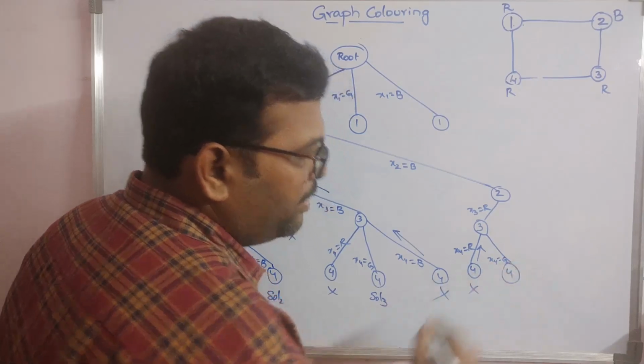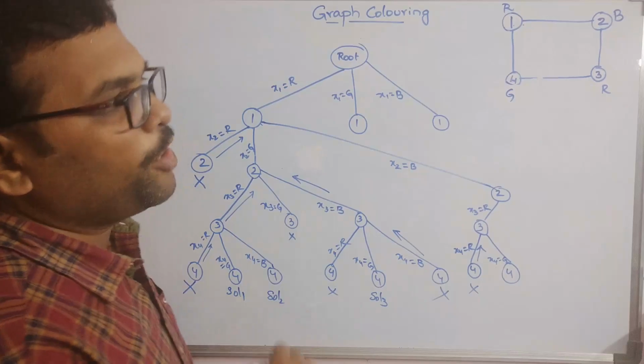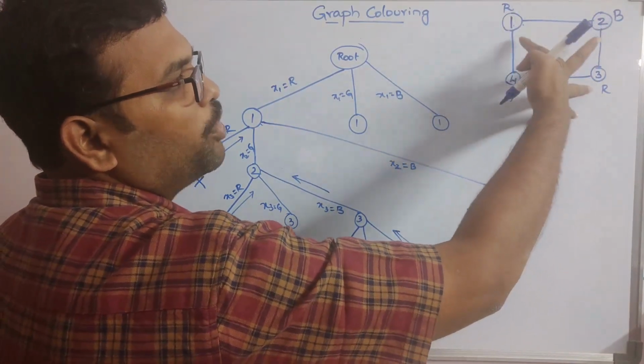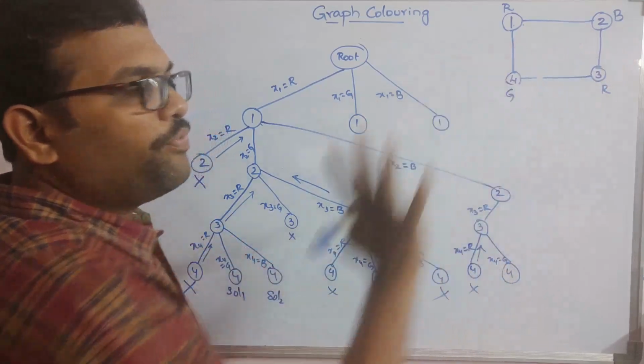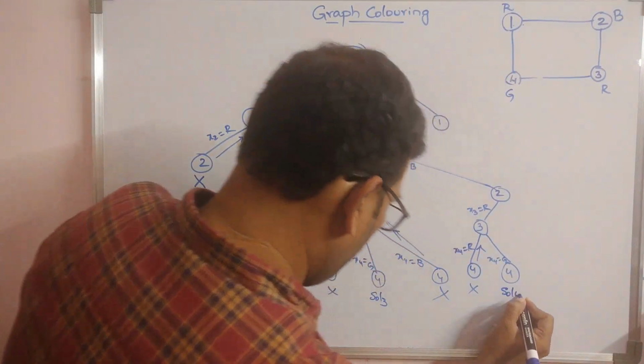x4 is equal to green. Now let us take green. Is it possible? See, 4 has adjacent nodes 1 and 3. 1 and 3 are both filled with R. So the fourth region can be filled with green. Yes. So this is one more solution.